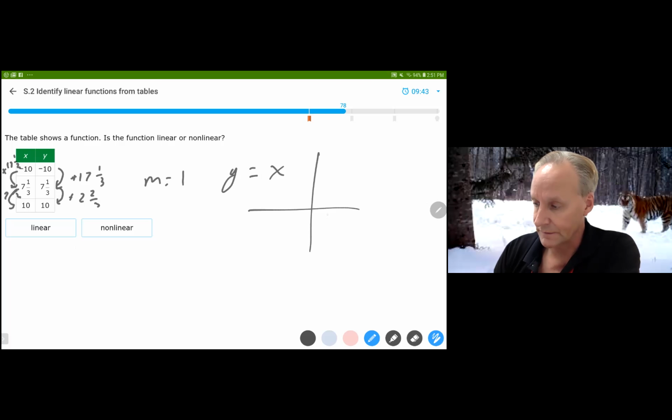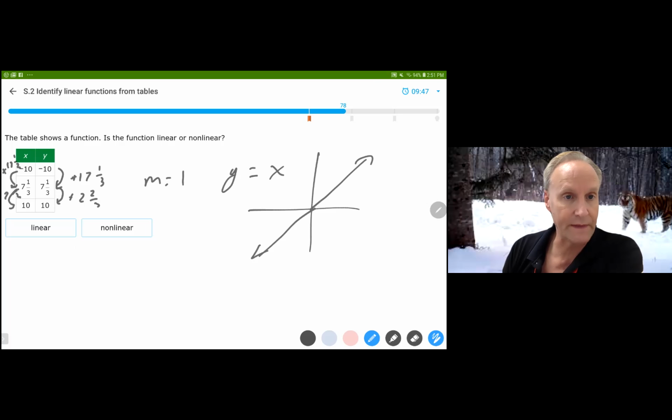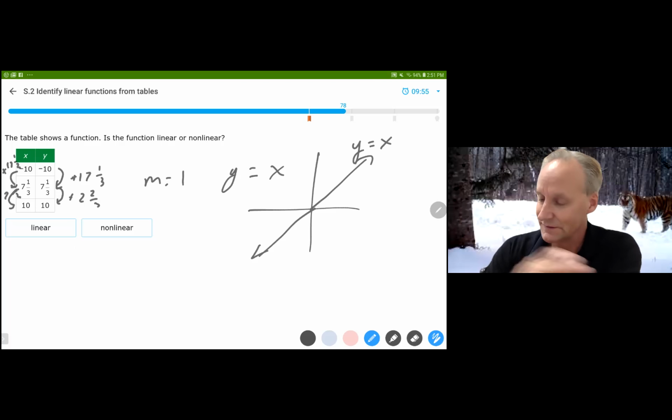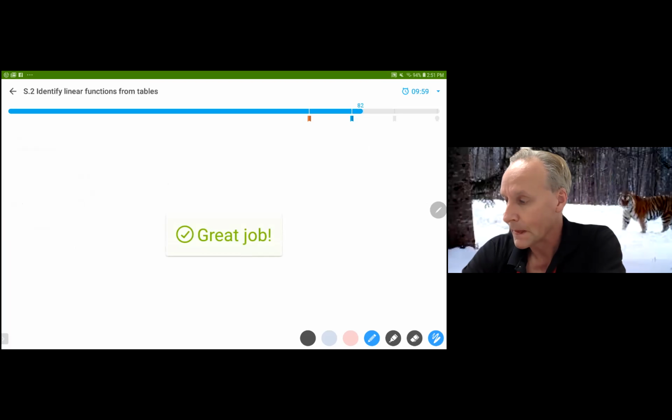It looks like this if you were to graph it. When the x's and the y's are equal, they're on that line, which of course is linear. It's like the parent function of all linear functions. So this one is linear of all linears. Let's see what else we get.